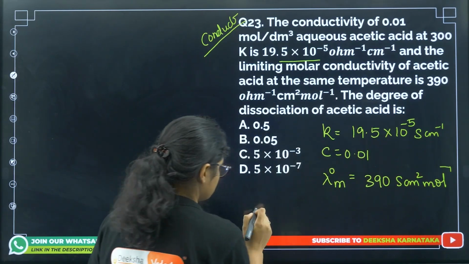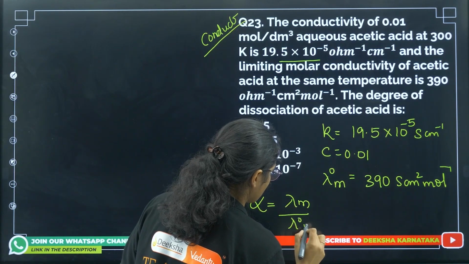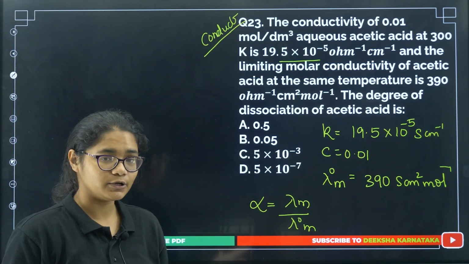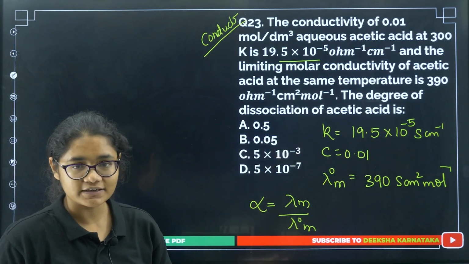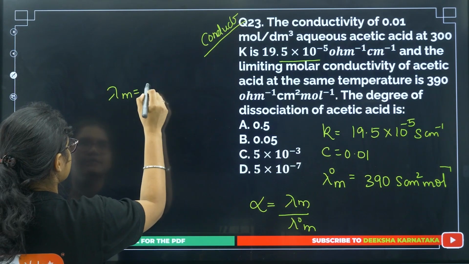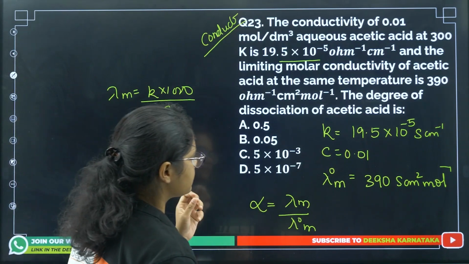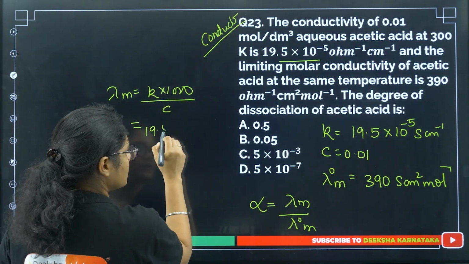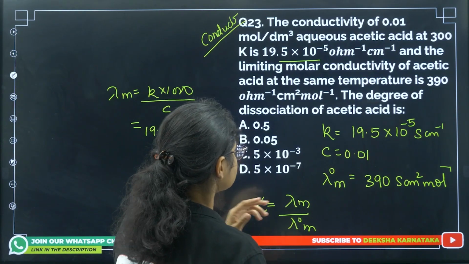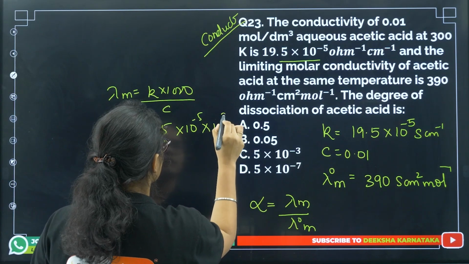So the degree of dissociation, if you remember, we have studied in the applications of Kohlrausch's law, is lambda m by lambda naught m. Now you can see that the lambda naught m value is given. Then how to get the lambda m value? Again, kappa is given, concentration is given, all data are given to us. So first let us calculate lambda m, that is kappa into 1000 by C. Let me substitute. What is the value of kappa? 19.5 into 10 to the power of -5. Then I have 10 to the power of 3 here.